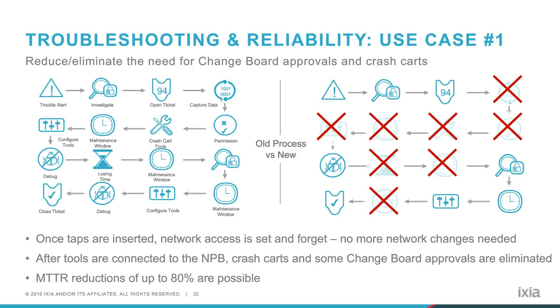You already have access to the data. If you combine that with a packet broker, you've got instant access to pretty much all the data you need across your network for troubleshooting. No need to wait hours, days, or even weeks for permission to touch the network. You should also have the tools connected to the packet broker as well. If both sides are connected, that's the network data and the tools, then you have immediate access for troubleshooting problems.